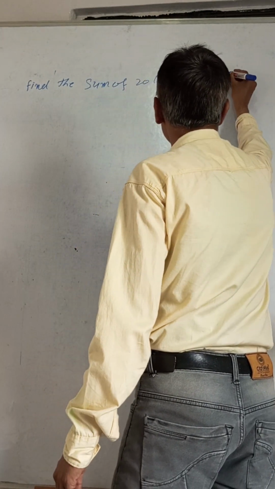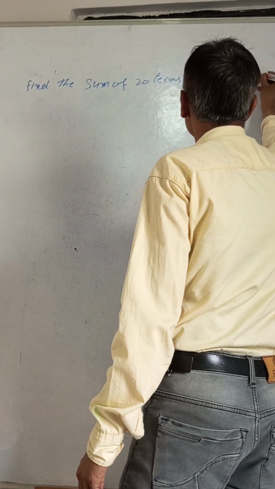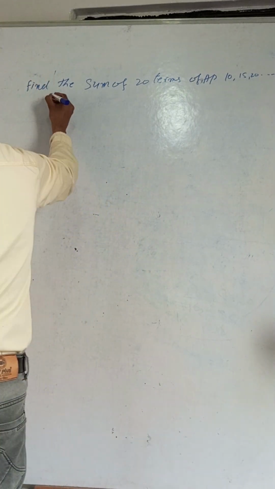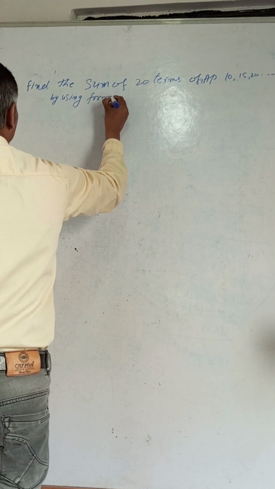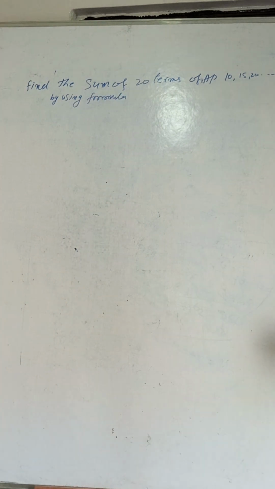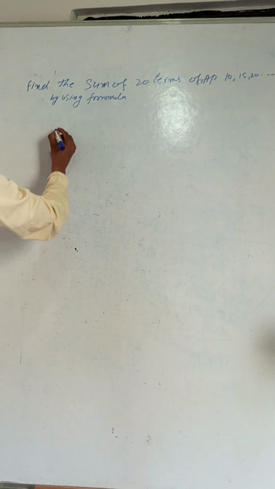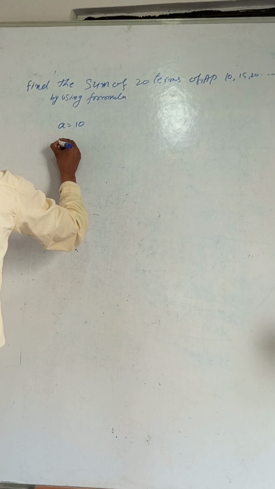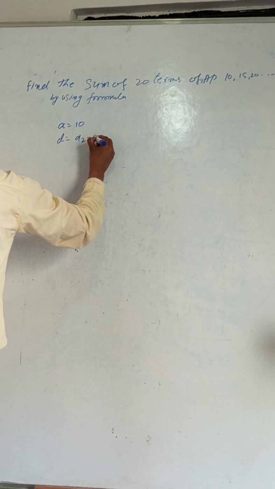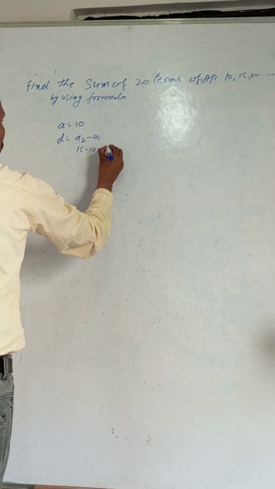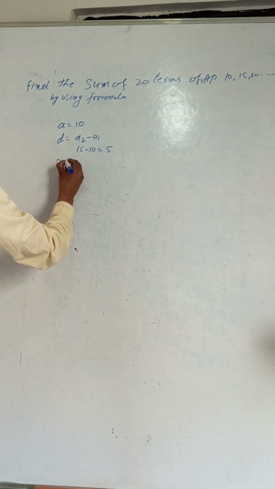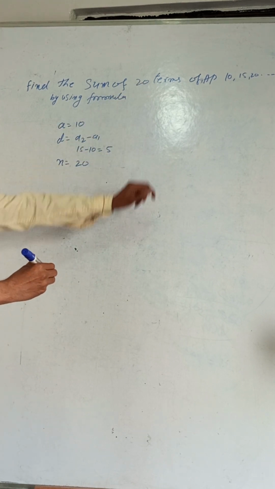The AP given is 10, 15, 20 and so on, and we use the formula to find the sum of 20 terms. First of all, what is given? 10, 15, 20, so the difference is given. The first term a is 10. d is a2 minus a1, the successor minus the predecessor term, so 15 minus 10 is equal to 5. Now n is 20 terms, already given.